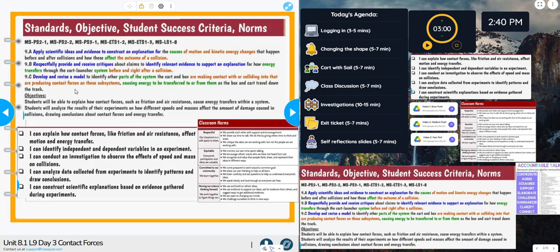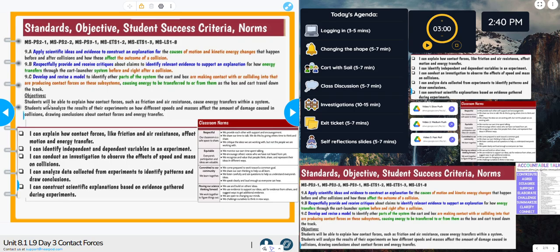We're going to respectfully provide and receive critique about claims to identify relevant evidence to support an explanation for how energy transfers through the cart launch system before and after a collision. We're going to develop and revise a model to identify other parts of the system that the cart and the box are making contact with or colliding into, which are producing contact forces on these subsystems, causing energy to be transferred to or from them as the box and the cart travel down the track.